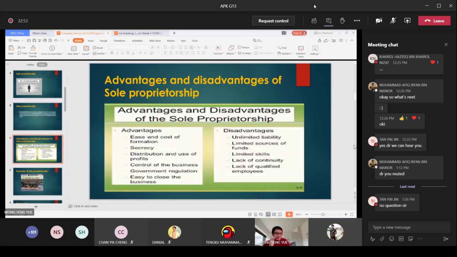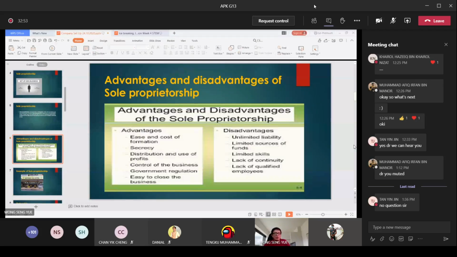Even if they have terminated this business, they still have to take out all their savings, all their assets, everything they have, to make the repayments to their banks, suppliers or financial institutions. This is called unlimited liability. So the sources of funds will be very limited, because every fund comes from this person.